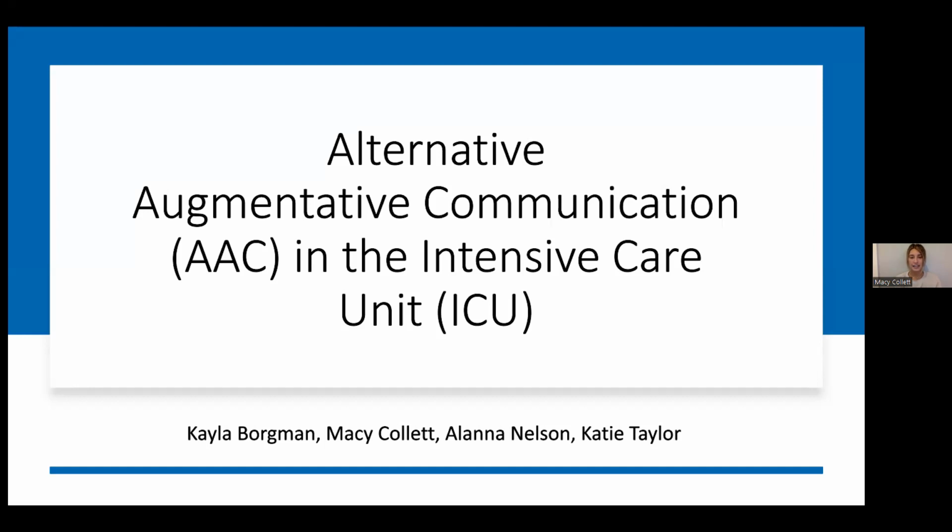Kayla, Alana, Katie, and I will be talking about alternative augmentative communication in the intensive care unit. Before we begin, I want you to imagine that you wake up in the ICU and are surrounded by unfamiliar people and loud machines, but are unable to ask anyone what happened, where you are, or any other questions that might be racing through your mind.